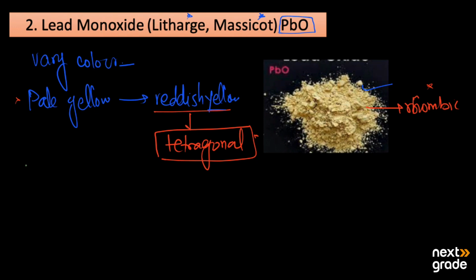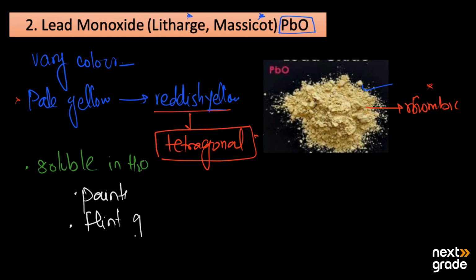That lead monoxide has one property: it is easily soluble in water. So that's why it can be used in the formation of two products. It is used in paints, as well as in the formation of flint glass, which is a glass-like product.